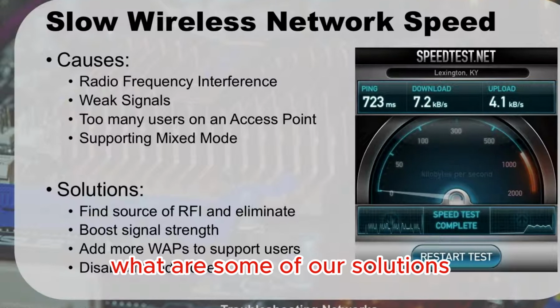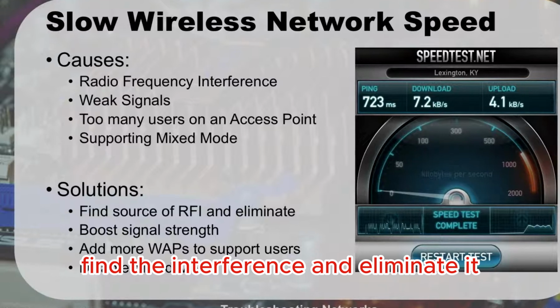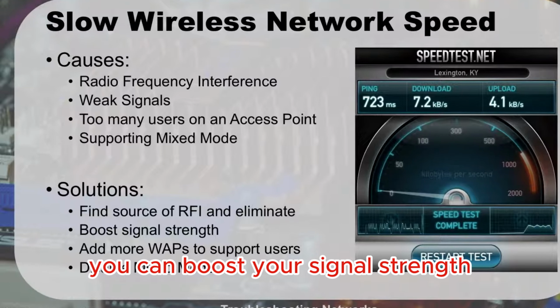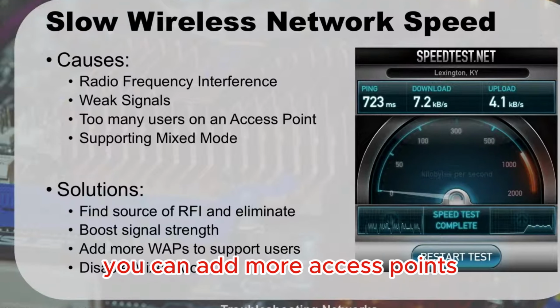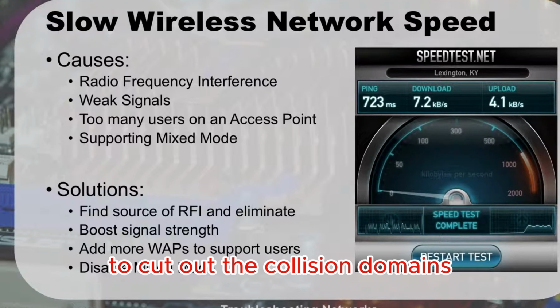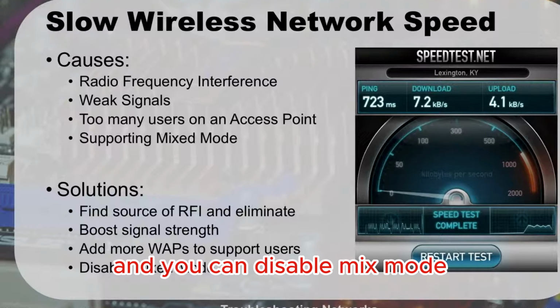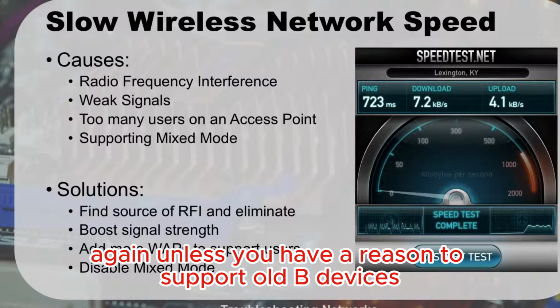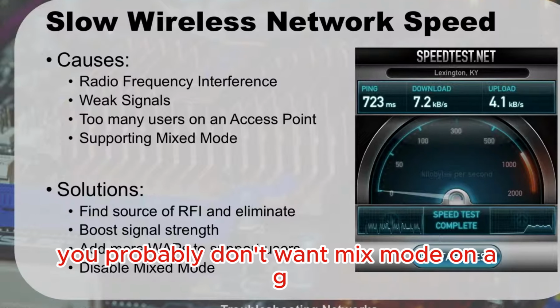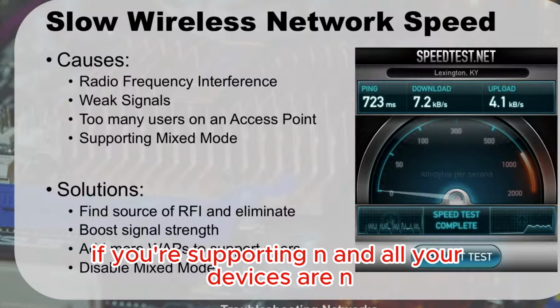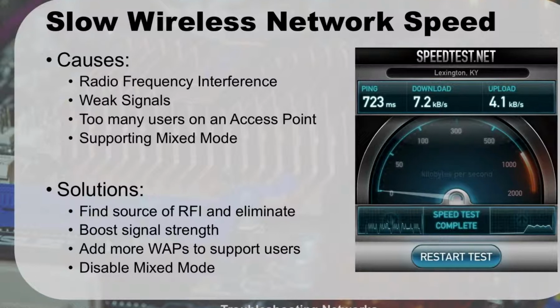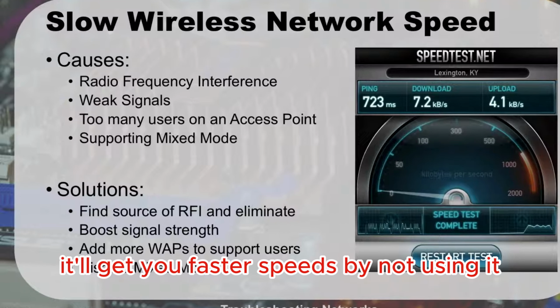What are some of our solutions? Find the interference and eliminate it. You can boost your signal strength if you have a weak signal. You can add more access points to cut out the collision domains and increase the amount of bandwidth for each user. And you can disable mix mode. Again, unless you have a reason to support all B devices, you probably don't want mix mode on a G access point. If you're supporting N and all your devices are N, don't use mix mode. It'll get you faster speeds by not using it.